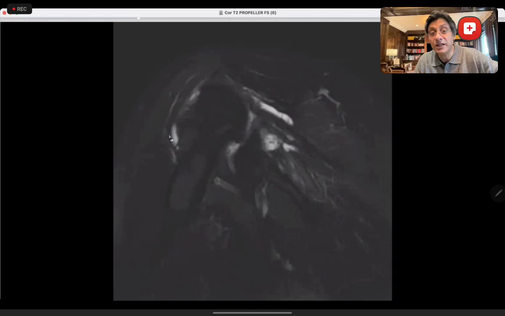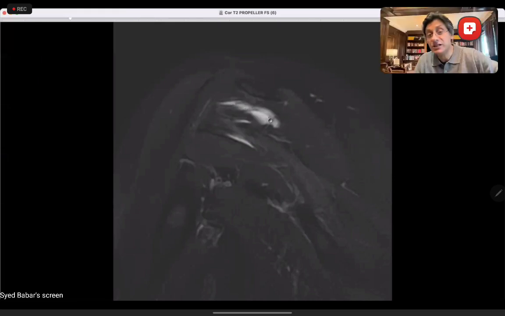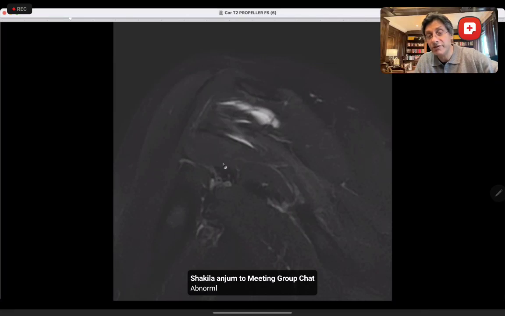We look at the infraspinatus, which is at the back here. Looks normal or abnormal? It also has right signals. Correct. So it's attachment. This is the subacromial subdeltoid bursa fluid, but this is abnormal signal within the tendon, which means at least tendinopathy. Look at the teres minor.